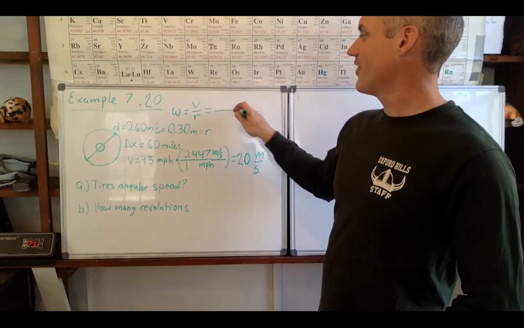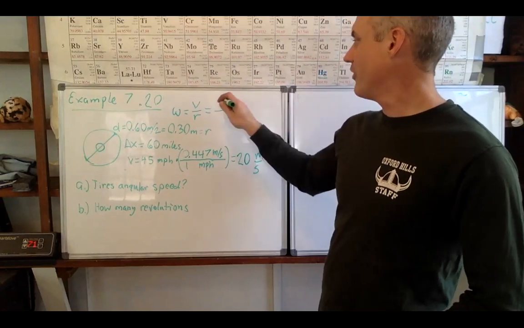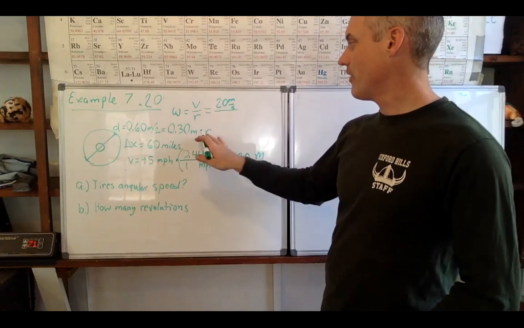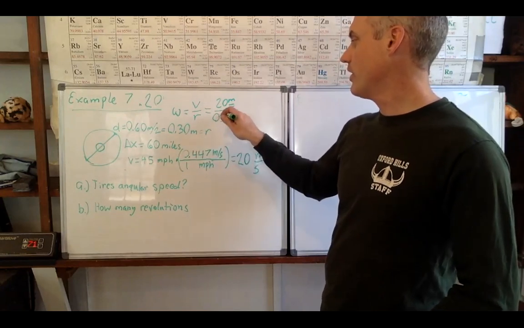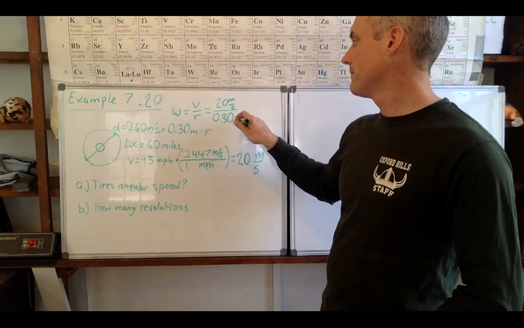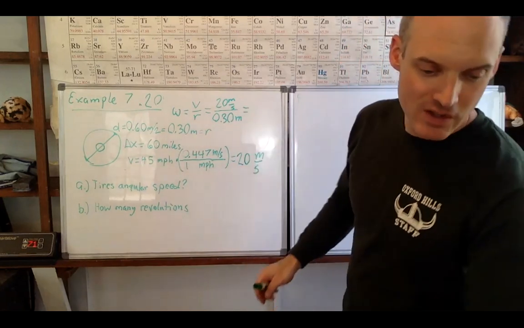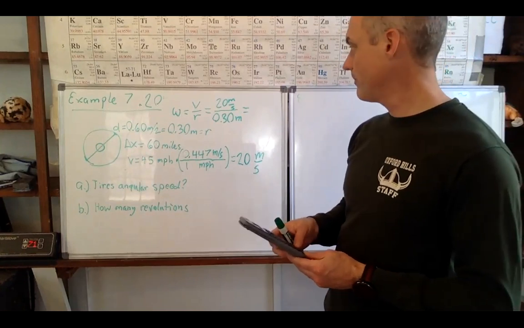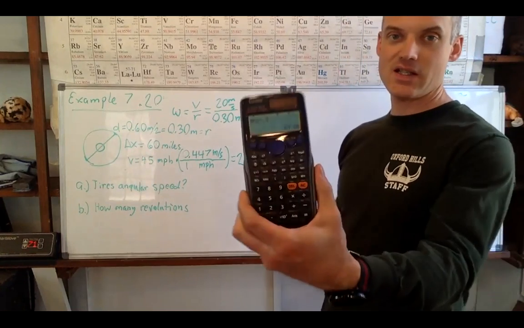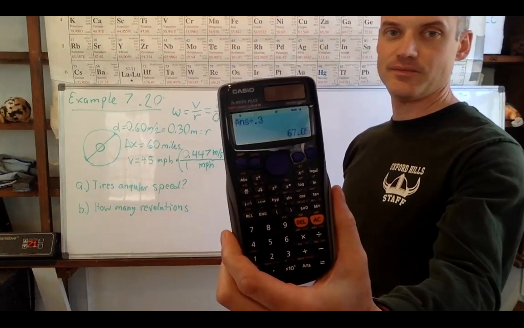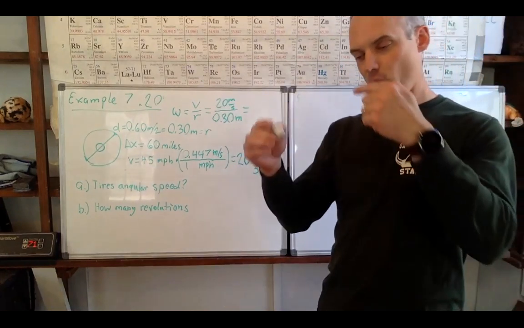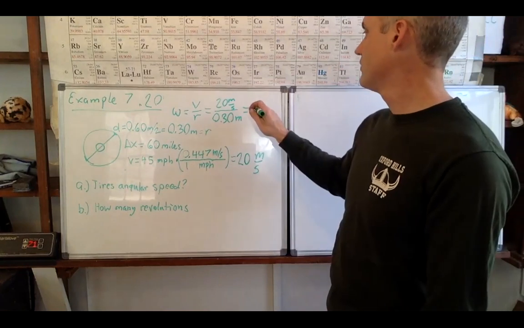So let's put that in. We have a velocity of 20, we just found, meters per second, and we have a radius of 0.3 meters. So we'll take the 20 I already have, divide that by 0.3, and we get 67. So that's 67 radians per second.